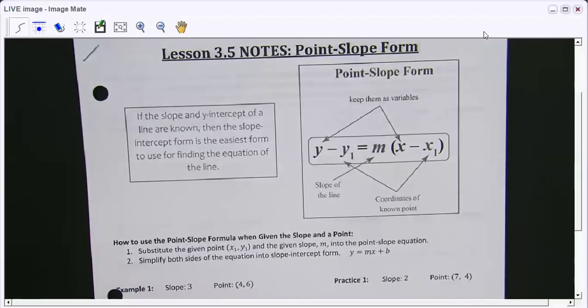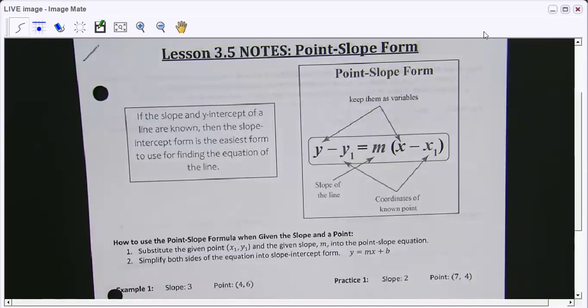Okay, so right now we're going to do lesson 3.5. We're learning a new type of equation called point slope form. And the reason for the name is because all you need is a point and the slope to be able to use this and then turn it into slope intercept form, which is what we're going to practice today.